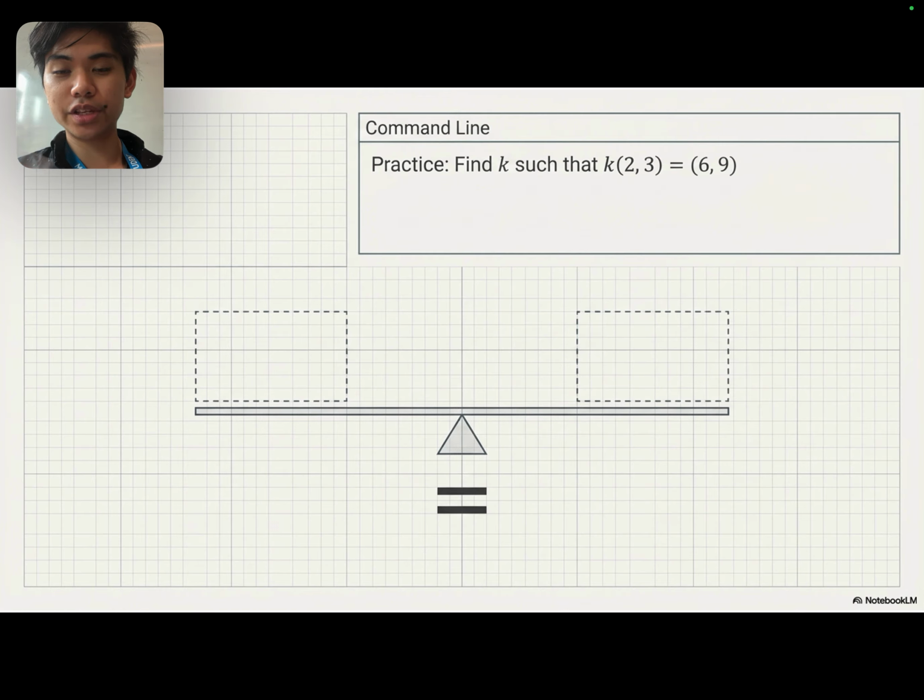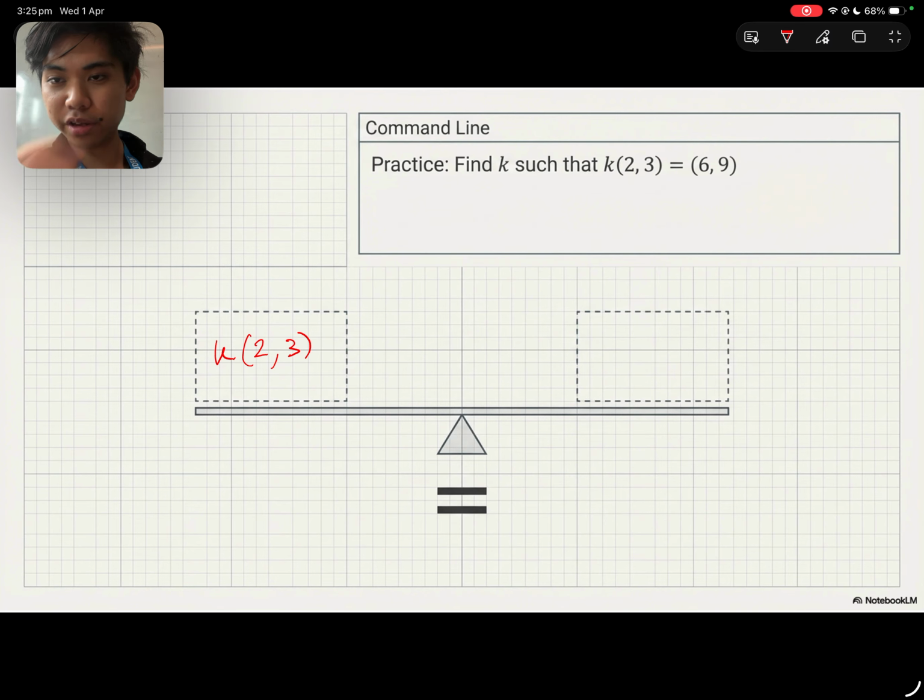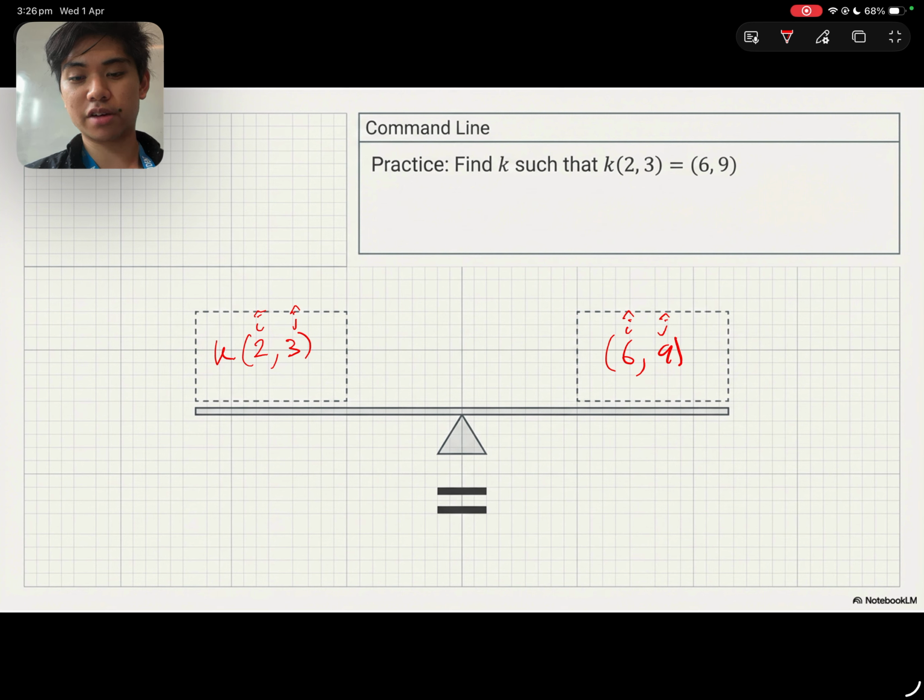All right, so now this is involving a couple of skills here. So if I have a k, which is my scalar quantity multiplied by this vector 2, 3, and that's equal to 6, 9, I need to equate these two vectors together, okay? So I have an i component and a j component on every single vector I have on both the left and right side here, okay? And they need to be balanced. That's why we have a balancing scale here.